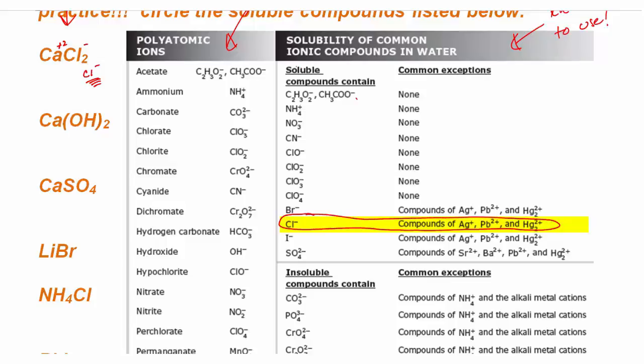Okay, so it says that it's soluble. It says that chloride is soluble with everything except for, right, here's the exceptions, except for these. So what is the chloride with? It's with the calcium ion. And calcium is not listed here. Calcium isn't listed there. So that means chloride is soluble. Calcium chloride is soluble. So circle it.